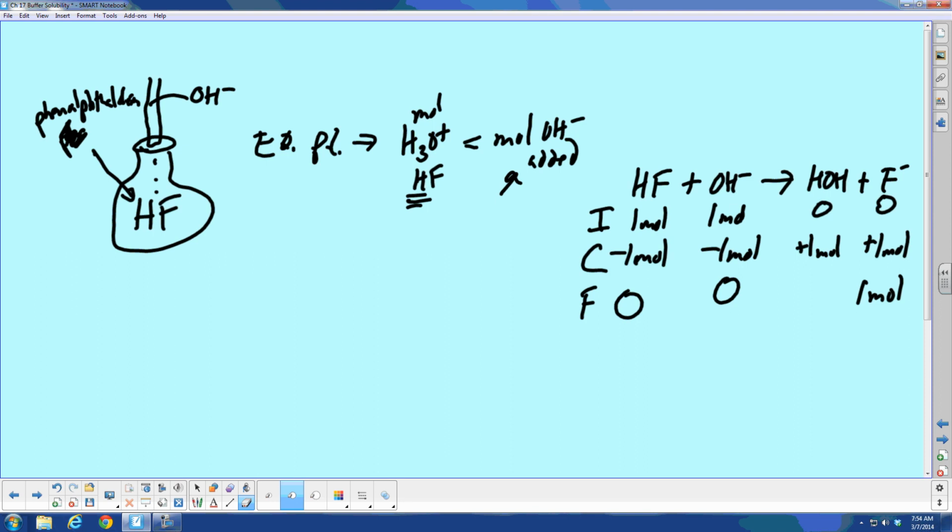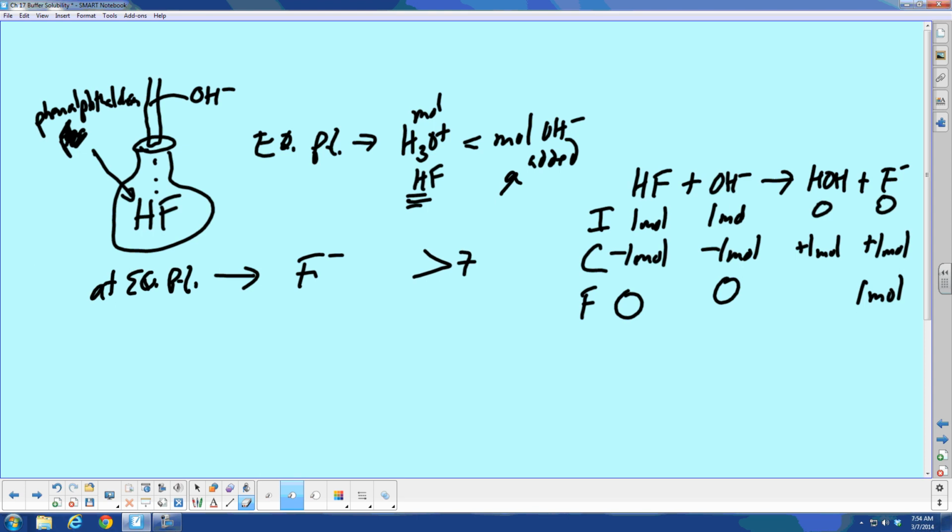So, at the equivalence point in a titration of a strong base by a weak acid, what do I have left? I have a weak base. Got it? So I have a weak base. If it's a weak base, what's my pH going to be? Well, if it's a weak base, that pH is going to be greater than 7.